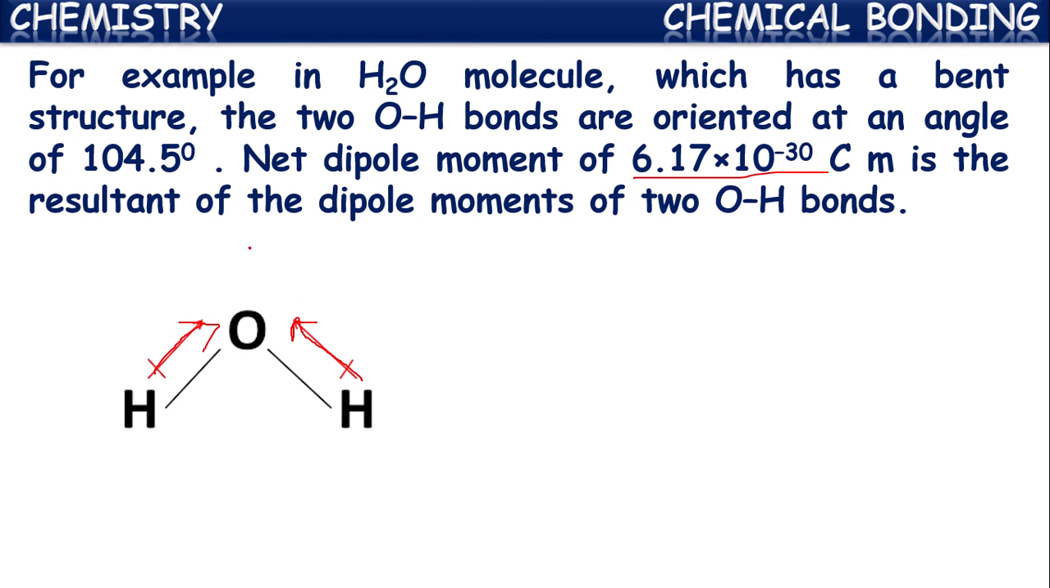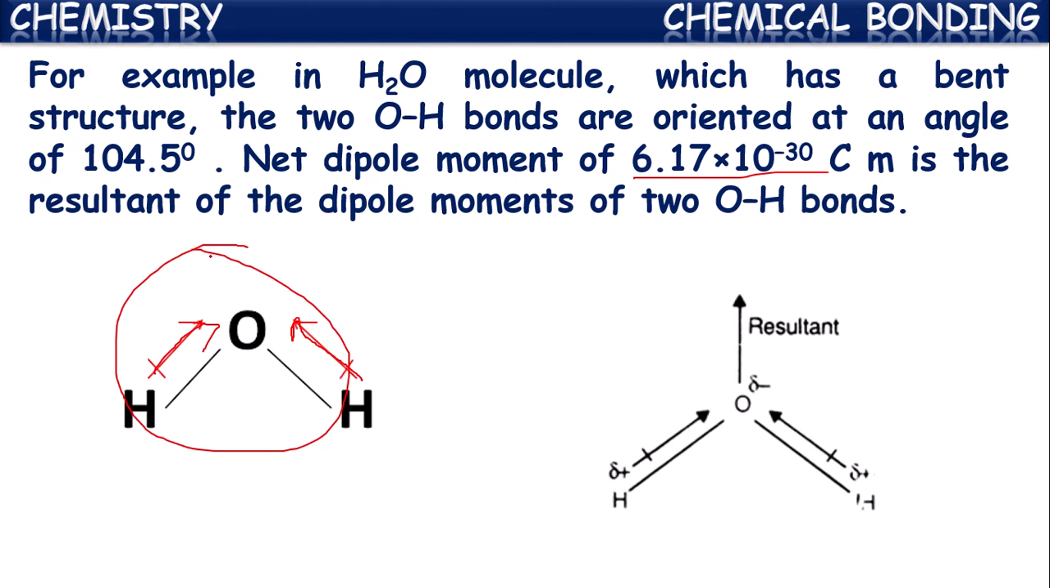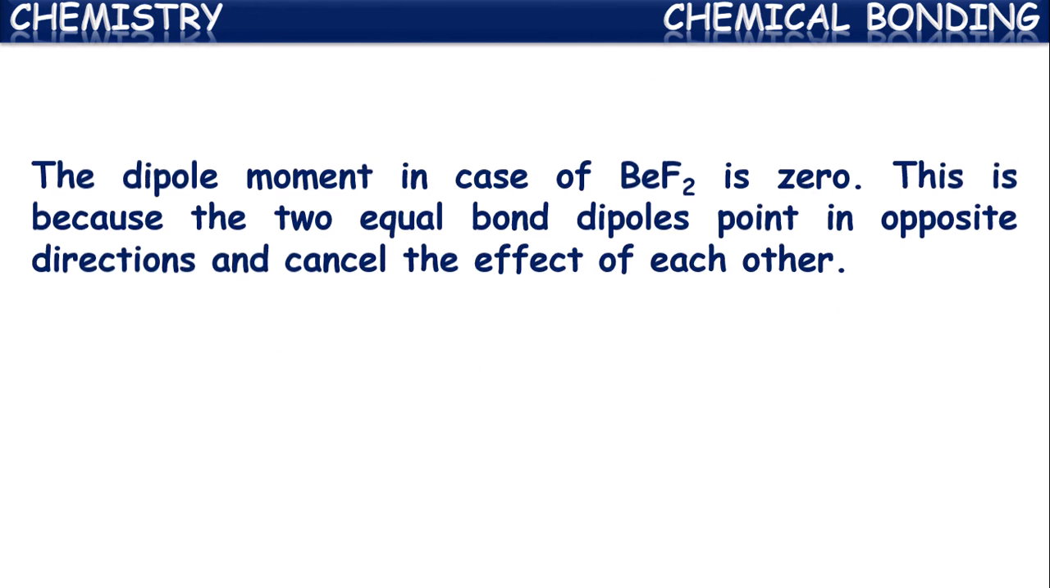Now for the overall molecule, the dipole moment of this water molecule can be considered as this. So for this bond it is in this direction, and for this bond it is in this direction. The net dipole moment of this molecule, which we call the resultant dipole moment of the water molecule, will be in this direction. Okay, let us see some more molecules.